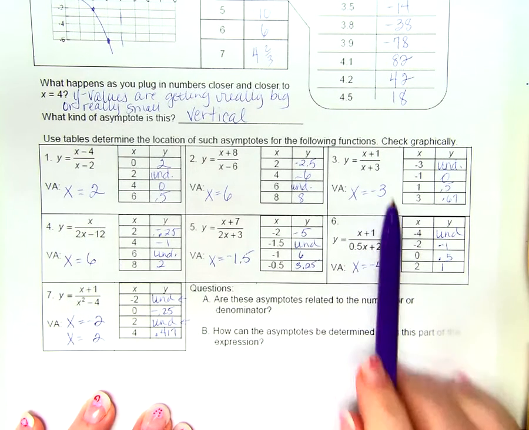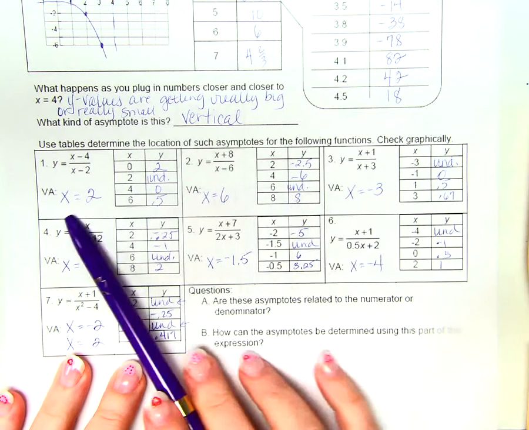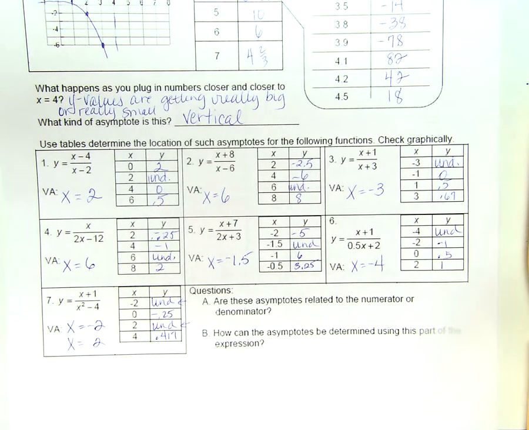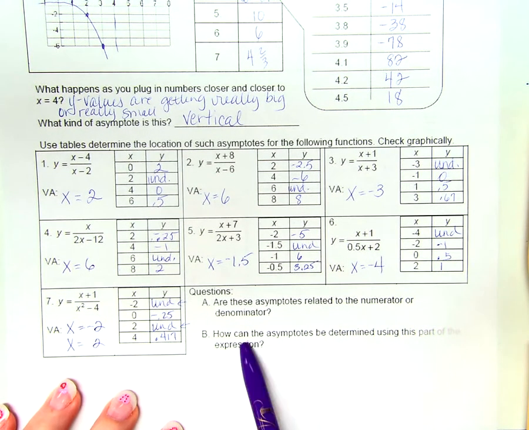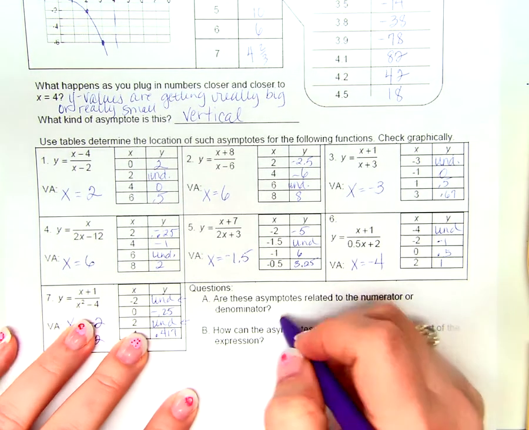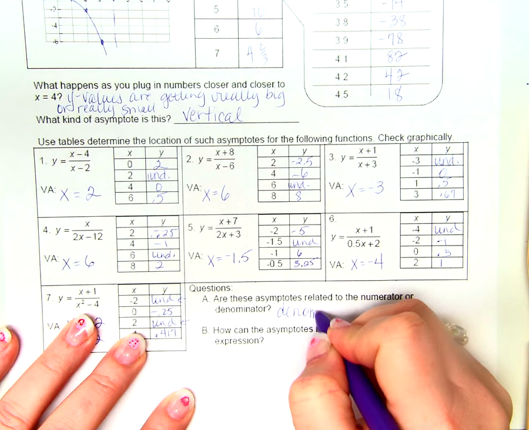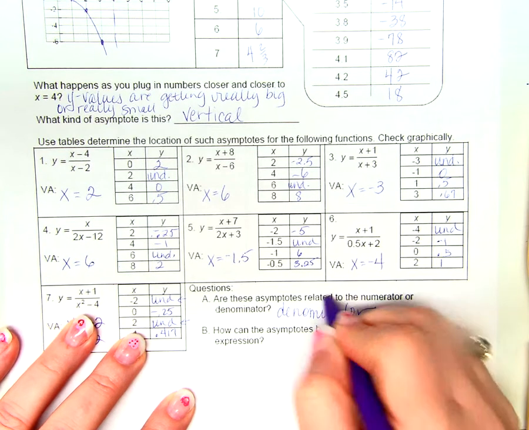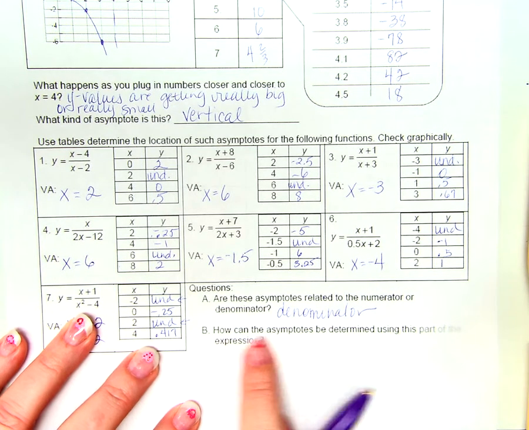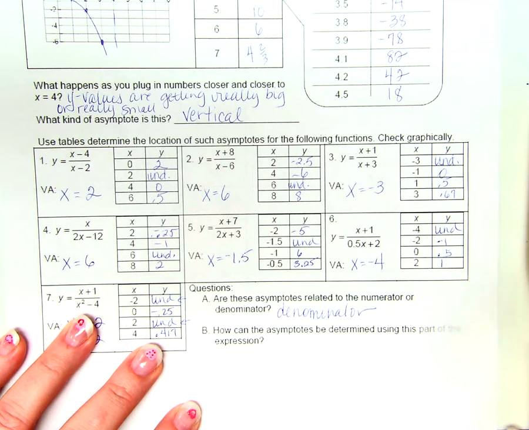Look back at all these problems that we just did. Specifically 1 through 3, because those are probably the easiest to see. Are they related to the numerator or denominator? Hopefully you see that they are related to the denominator. Okay? How can the asymptotes be determined using this part of the expression?